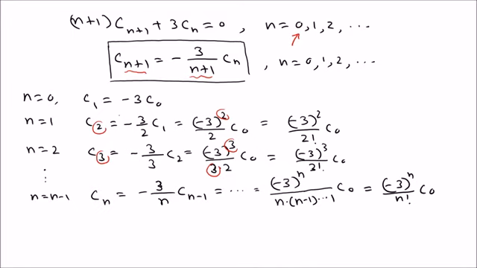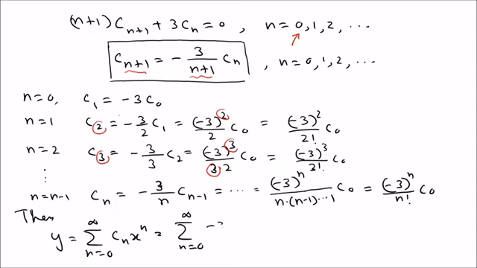Now what we're going to do, we're going to plug that into the equation. So we found the coefficient. So then you can see y, which is the sum from n going from 0 to infinity of c_n x^n. If you plug in for c_n, you're going to get negative 3 to the nth power over factorial n, times x^n, and I can write the c naught outside. That makes it simple. So it is equal to c naught, which is common. So what is going on here?